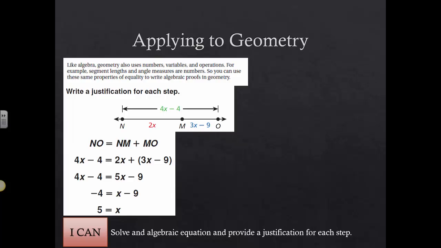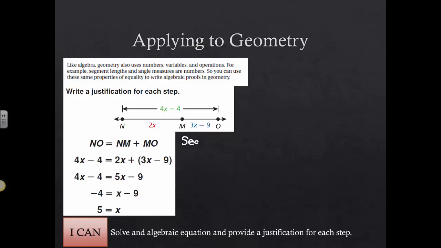Okay, like in algebra, geometry also uses numbers and variables in operations. So here's an example that uses the segment addition postulate. And we can justify each step of this proof that involves some geometry concepts just exactly the same way that we did when we were doing algebra. So you're given this diagram, and the first thing that you write is that NO is equal to NM plus MO. What allows us to say that?